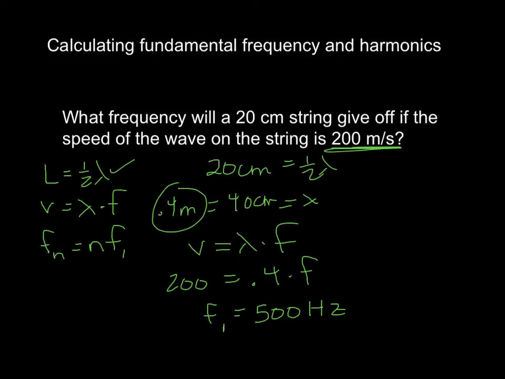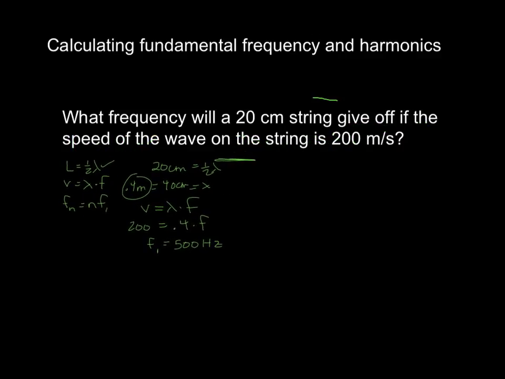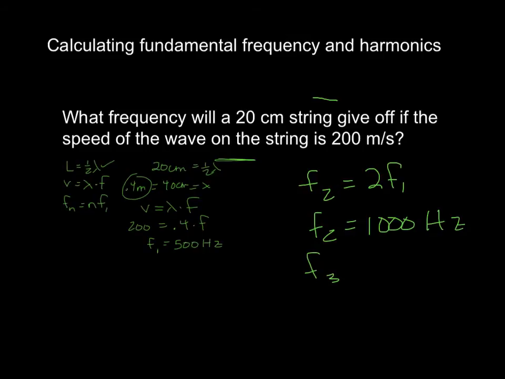Now, if the question asked us what's the second harmonic, we would take this information and say, our second harmonic is 2 times our first harmonic, so our second harmonic is going to be 1,000 hertz, 2 times 500. Our third harmonic would be 3 times 500, or 1,500 hertz. So finding the harmonic itself is actually very easy.